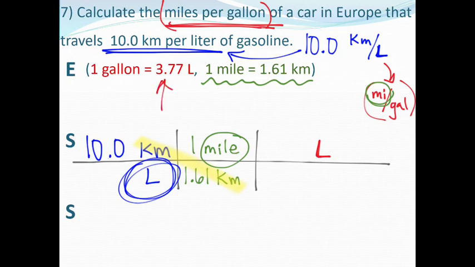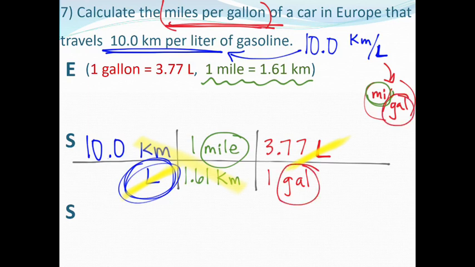So in my red equation, the number that goes with that liters is 3.77. And then keeping our conversion factor together, that 1 gallon will go on the bottom. So liters is canceling with liters. And so what I'm left with is miles over gallons, just like I was looking for.